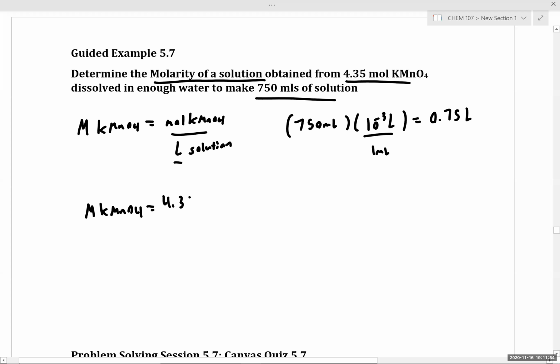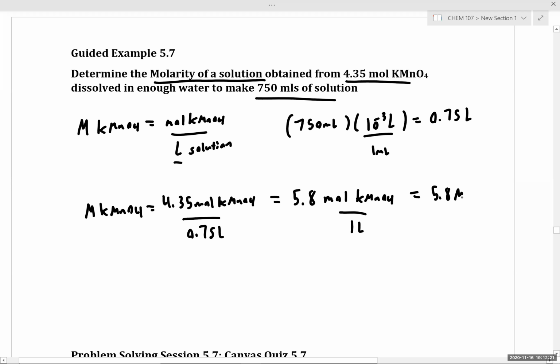Now that we have everything in the correct units, we can solve for the molarity of permanganate, which is 4.35 moles of potassium permanganate over 0.75 liters. And that in turn gives us, following sig fig rules, our final output should have 2 sig figs, and that gives us 5.8 moles of potassium permanganate per 1 liter, or 5.8 molar KMnO4.